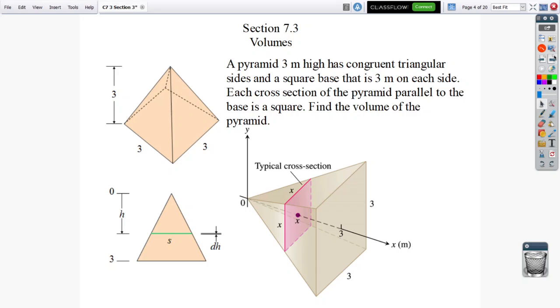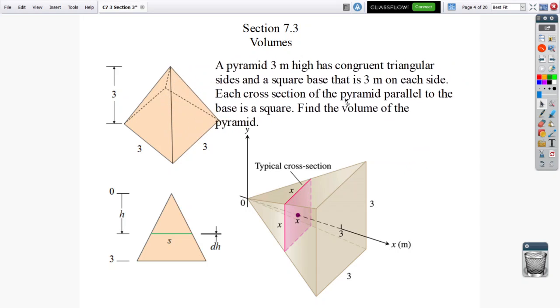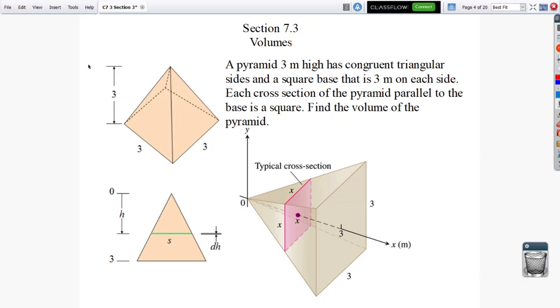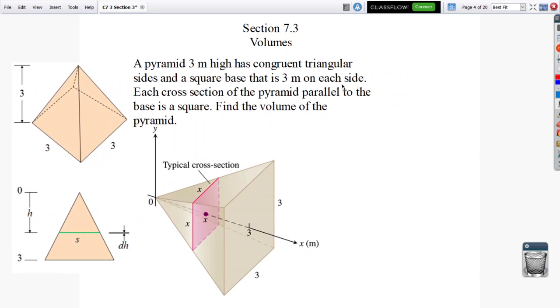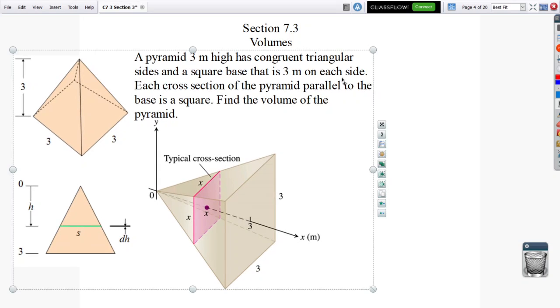So here we have finding the volume of a pyramid. A pyramid 3 meters high has congruent triangular sides and a square base that is 3 meters on each side. Each cross-section of the pyramid parallel to the base is a square. Find the volume of the pyramid. So we have two options for this. One is the lame old school way of using geometry for this one. And the second option is using calculus and making it really cool on how to do this.